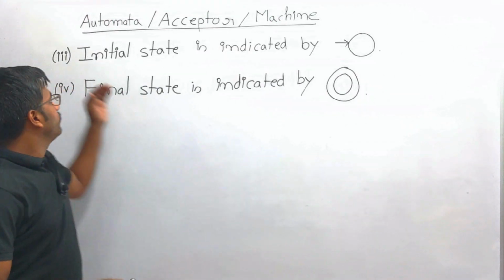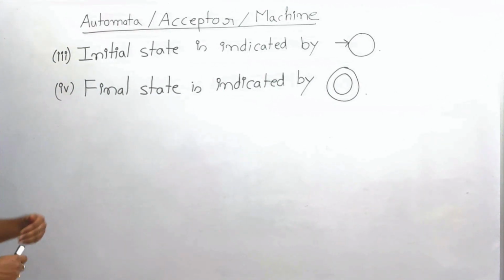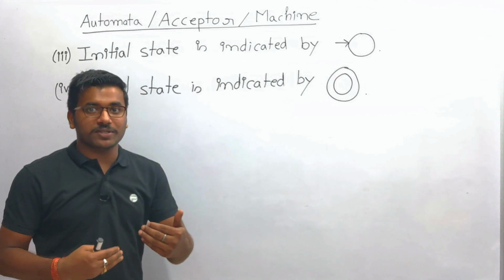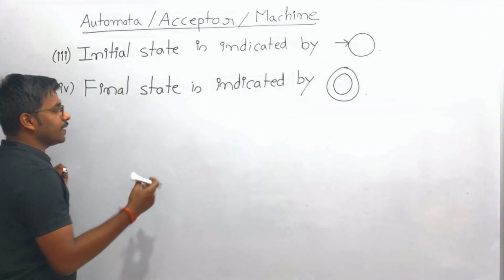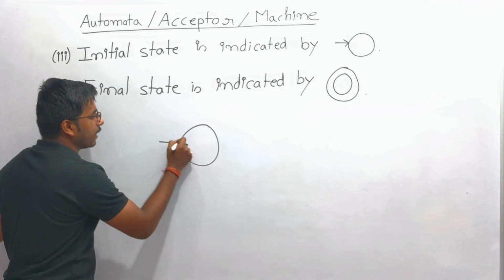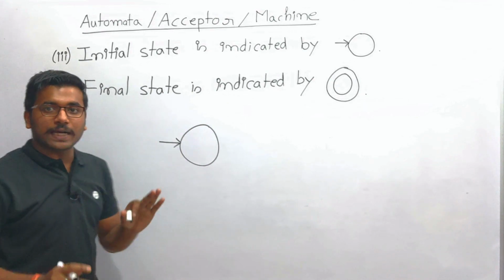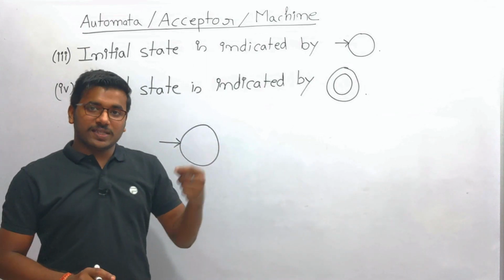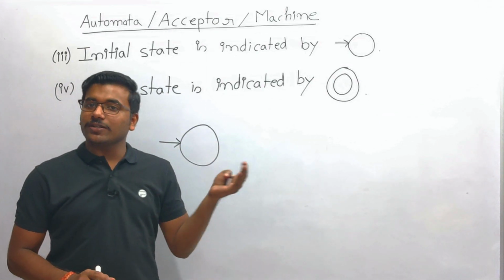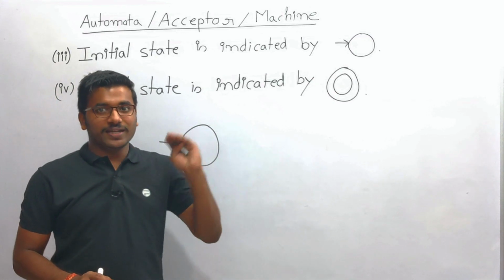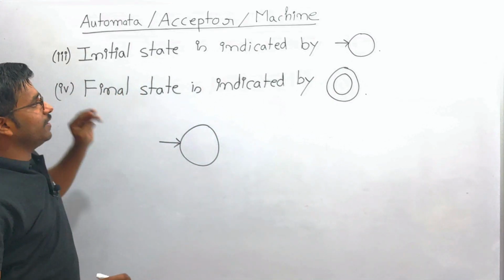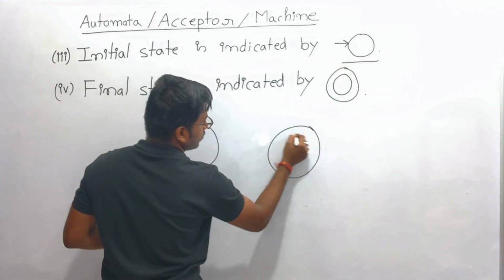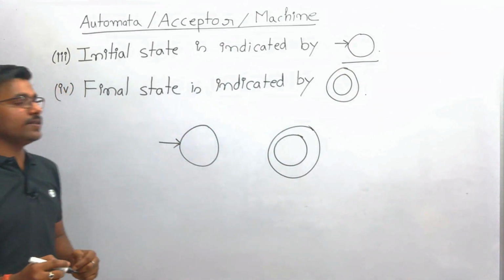Now see point 3. How do we represent the initial state, the state from which we are going to start? The initial state is represented by a circle with an arrow before it. In an FA, only one initial state is allowed in our syllabus. Some machines have more than one initial state, but that is not in our syllabus; you can study it in your MTech. The final state is indicated by a double circle.